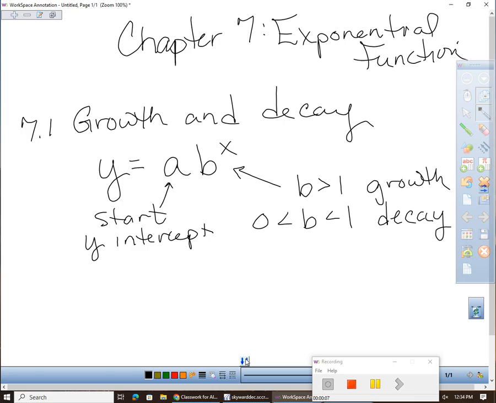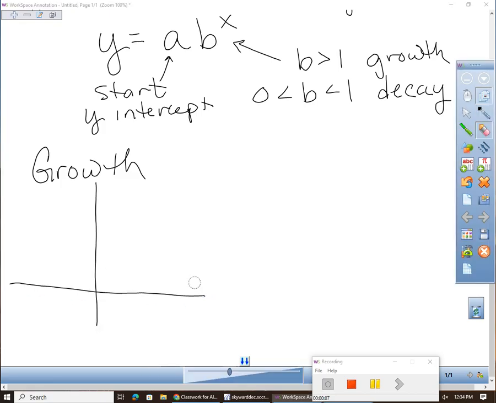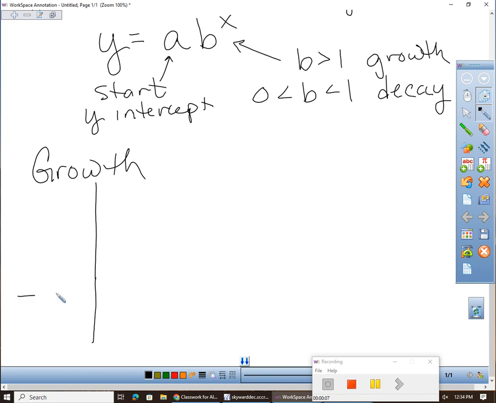So let's talk about growth first. Ooh, that's not very straight. An exponential growth, let me try and make that a little straighter. All right, it's always going to cross at a through the y-axis. Now, if it's a growth, it starts really, really small and increases faster and faster and faster.